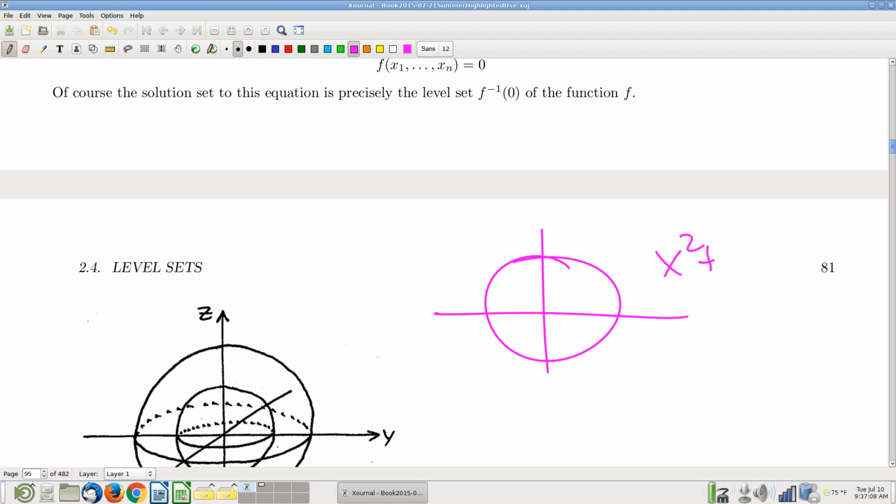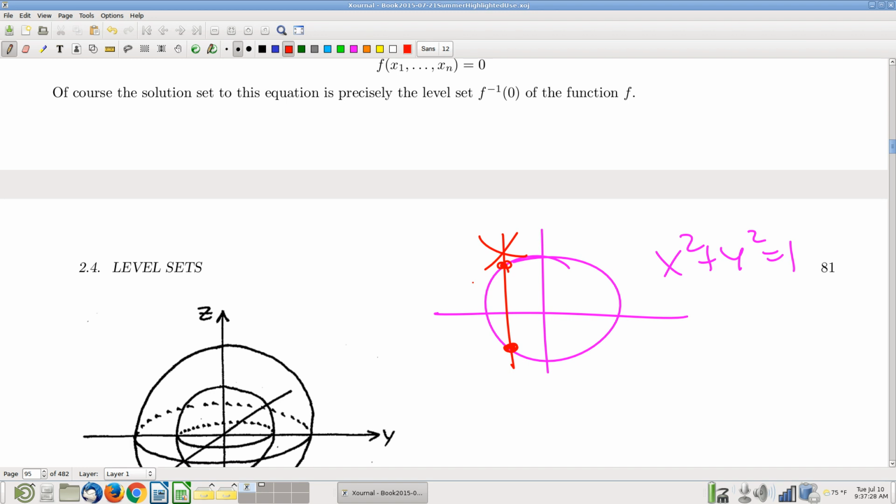X squared plus y squared equals 1. That is not the graph of a function, right? Because it fails the vertical line test. I hope you all remember the vertical line test. So here's a vertical line, and look, it hits twice. So, failure of the vertical line test. That is not the graph of a function.